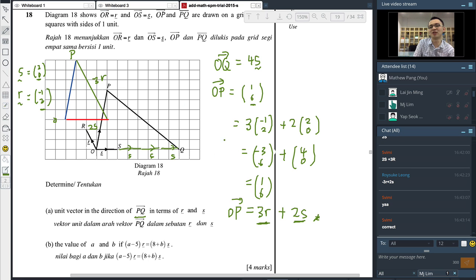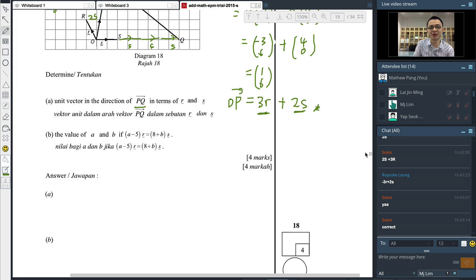But just now I was trying to use the column vector to show you how actually I can get this. Yeah, you can use any method as long as you must get OP, because this is the only way you can find PQ. Because PQ will equal PO plus OQ. PO means add a negative for it, so it will be minus 3R minus 2S plus OQ. OQ is 4S. So the final answer will be 2S minus 3R.